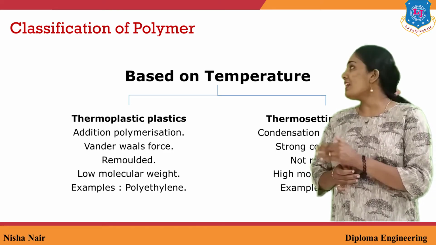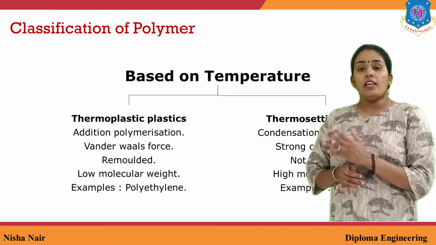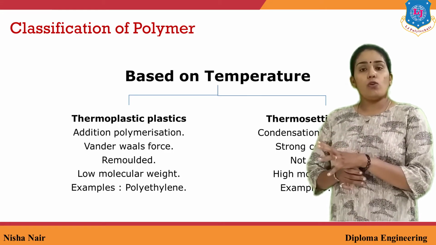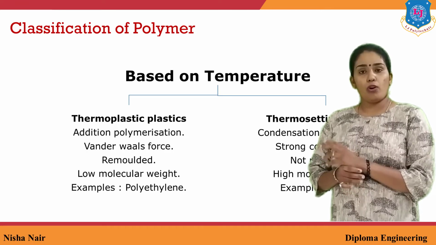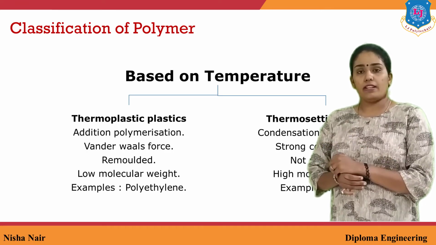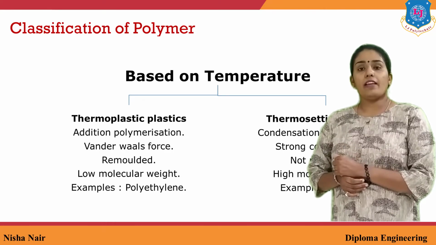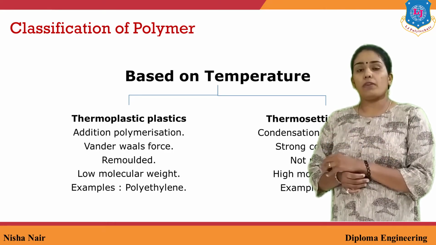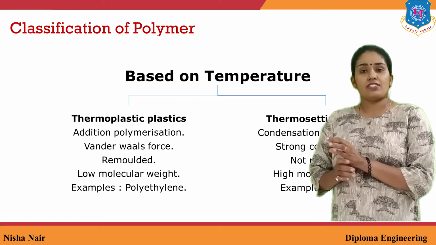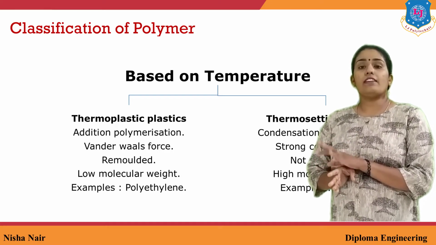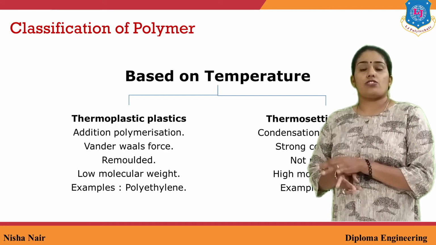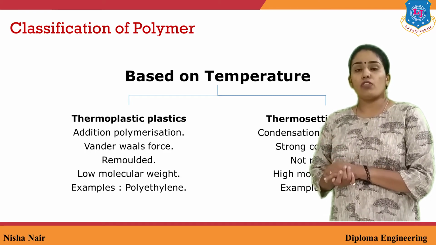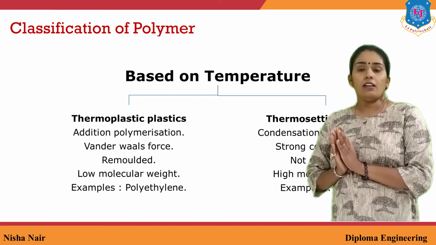Now, second is thermosetting polymer. In thermosetting polymer, you can see condensation polymerization where two monomer units combine together and polymer is formed and one byproduct is liberated. Then the molecular weight will be high. They will be having strong covalent bond of attractions and they cannot be remolded. Means once it has been prepared, once its structure has been designed, then we can't heat it up to give another desired structure. So such polymers are called thermosetting polymers, and an example for thermosetting polymer is bakelite.